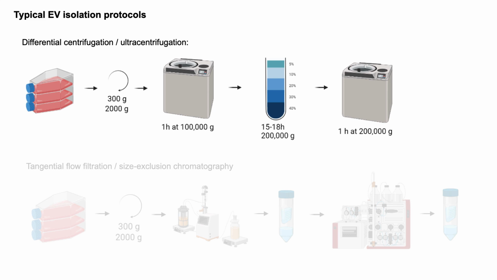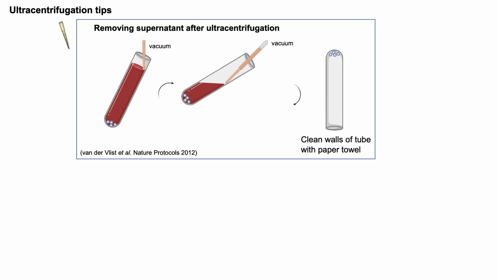A typical EV isolation protocol based on differential centrifugation would look like this. You first spin out the larger stuff at low speed, then take the supernatant and subject this to ultracentrifugation. After that you can run a density gradient, and then you can pellet the EVs from the floating EV fractions with another ultracentrifuge run. And the question that I often get is, how do you remove your supernatant after ultracentrifugation? And how I was taught to do this, it's documented in the paper shown over there.